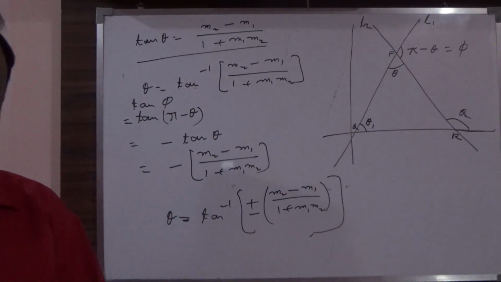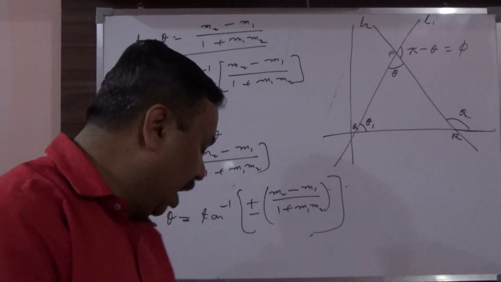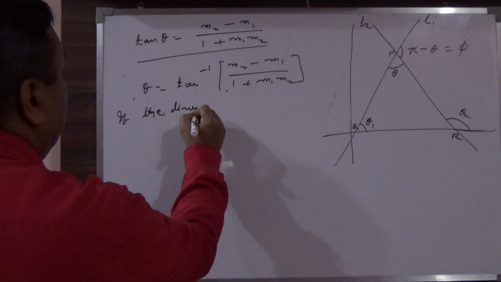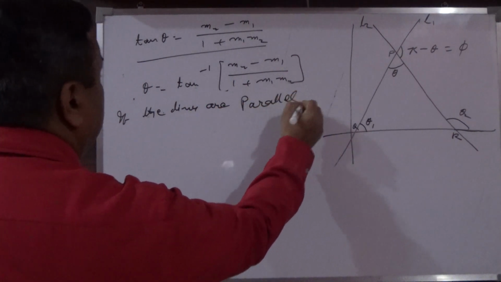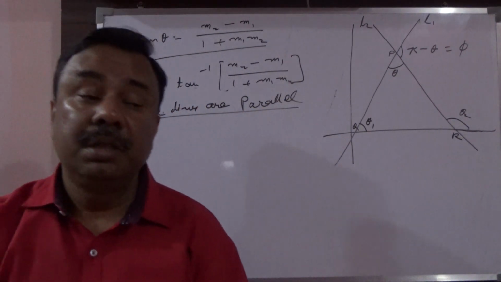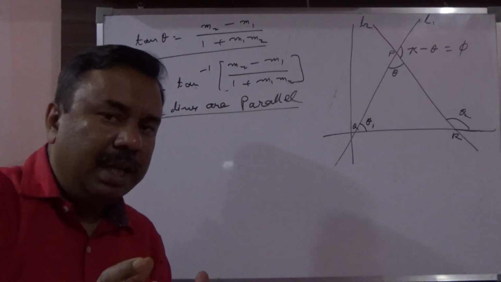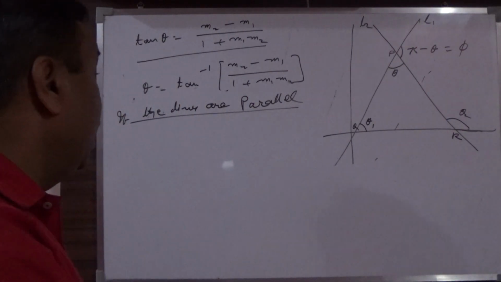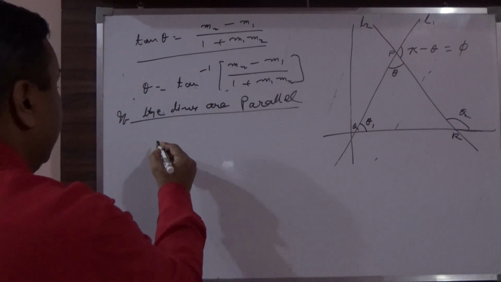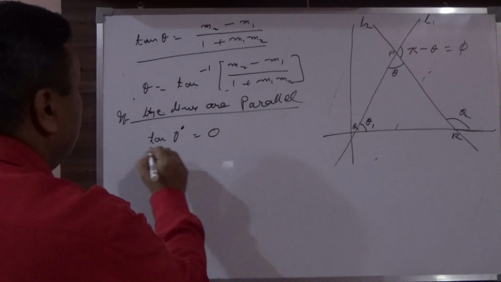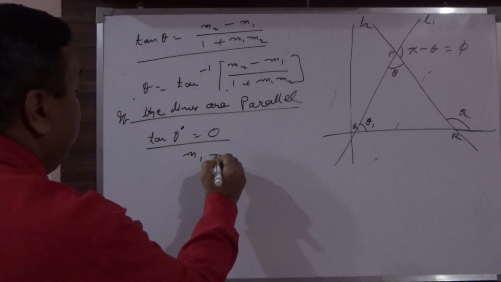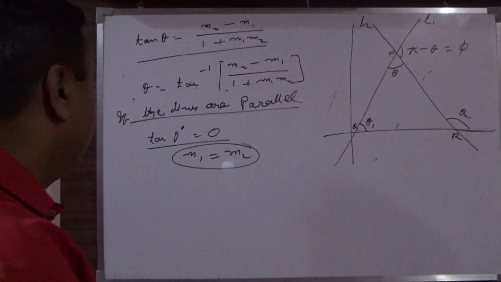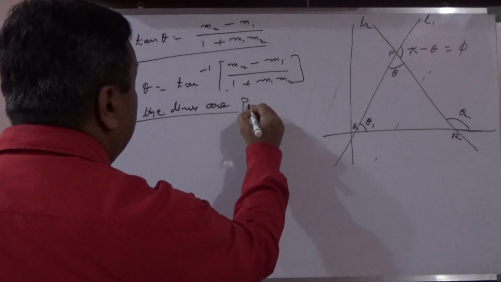Now what will happen if the lines are parallel? If the lines are parallel, that means the angle between them is 0. Just see the logic. If the lines are parallel, whatever angle they make with the positive direction of the x-axis will be the same. So in that case m1 and m2 will be the same, or tan of 0 degrees will be 0. The angle between them is 0, or I can say that m1 is equal to m2. This is the condition: if the slopes of both of them are the same, then the lines are said to be parallel. That is one thing. And what will happen if the lines are perpendicular?